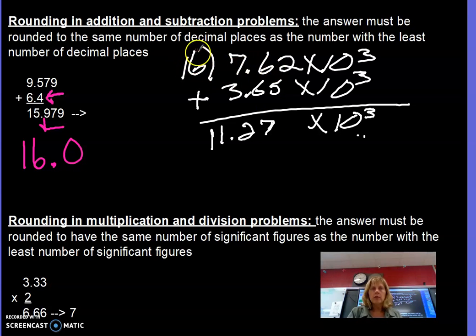I did another example. I think this is actually from one of your worksheets. Another example here. So this is addition. We have 2 decimal places, 2 decimal places. We add this up, and we have 2 decimal places. However, this is not in correct scientific notation, so I need to convert this to 1.127.